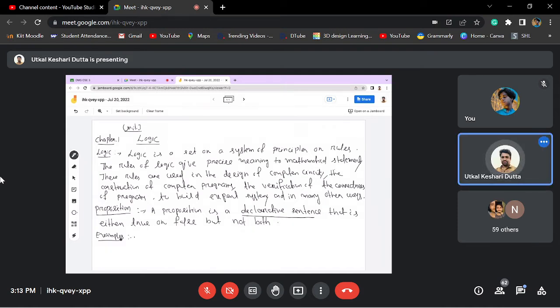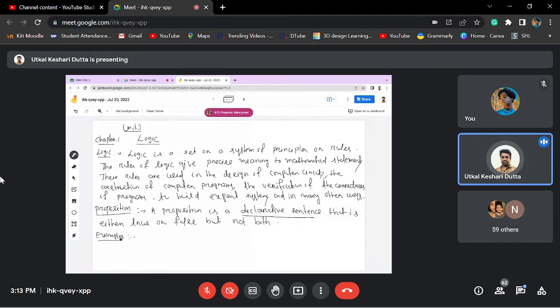A proposition, in terms of sentences or mathematical expressions, must be a declarative sentence. A declarative sentence means any sentence that declares a fact or opinion. It cannot be a question, an exclamatory sentence, or an order. Orders, exclamatory sentences, and questions are not declarative sentences.